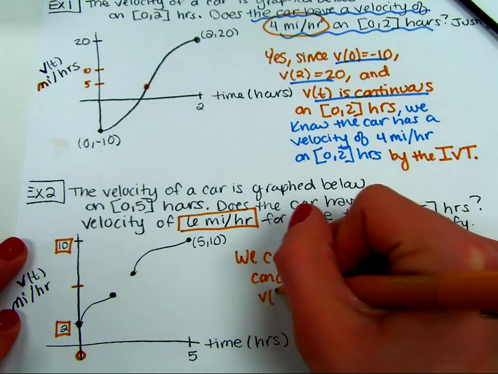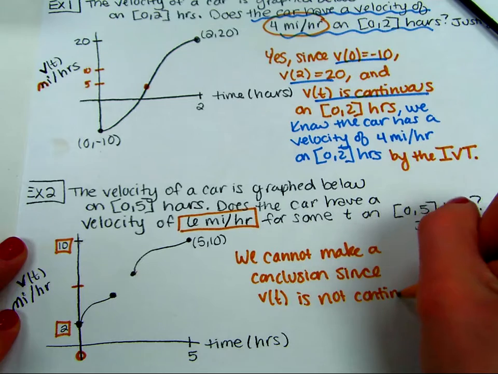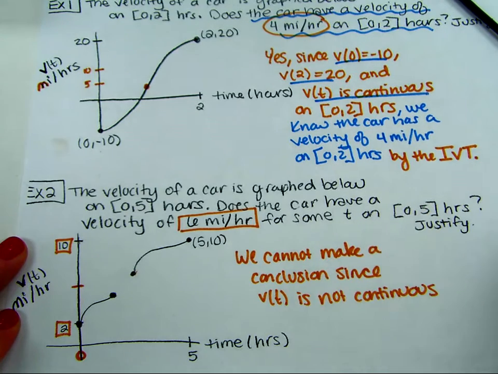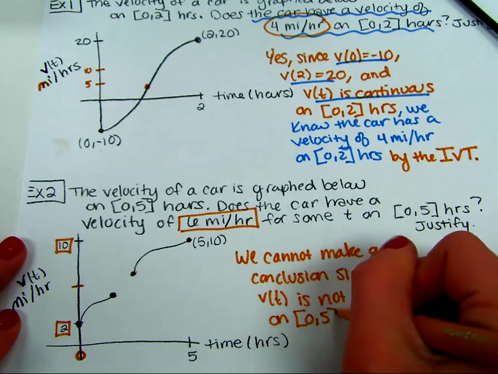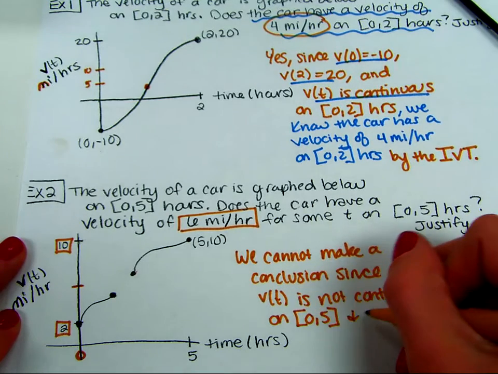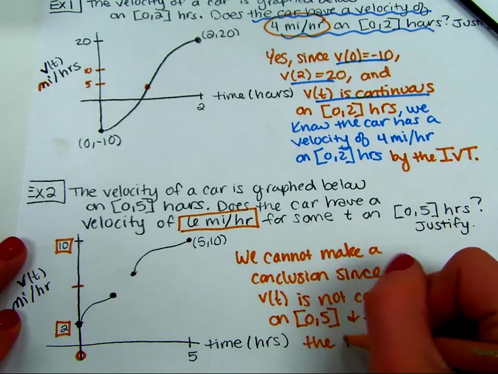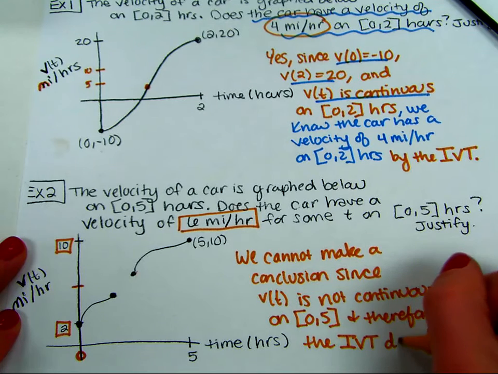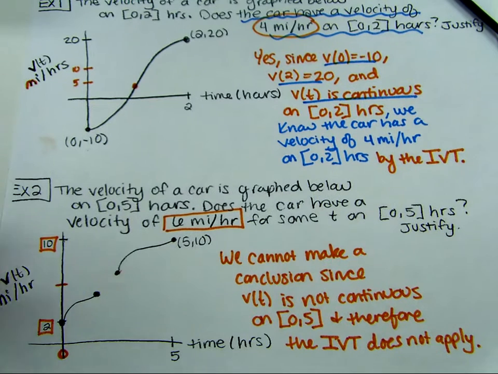since v of t is not continuous on 0 to 5, and therefore the intermediate value theorem does not apply. All right. Just doesn't work in this case.